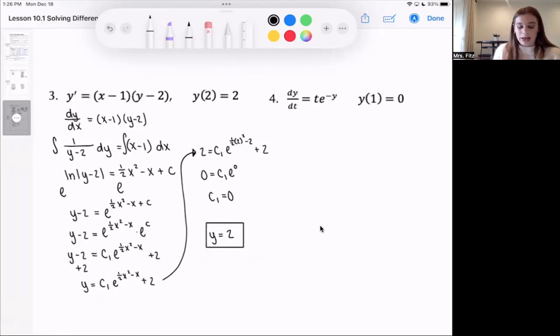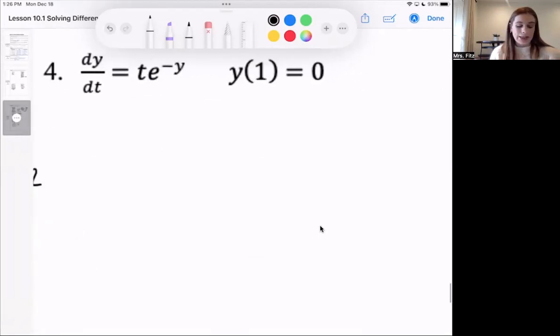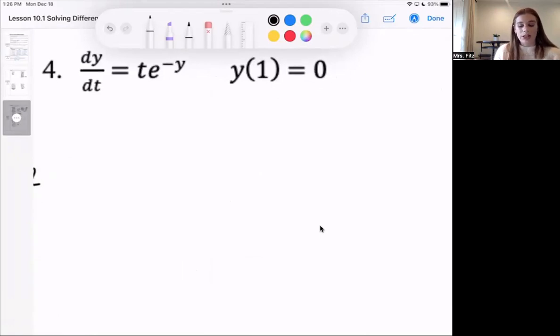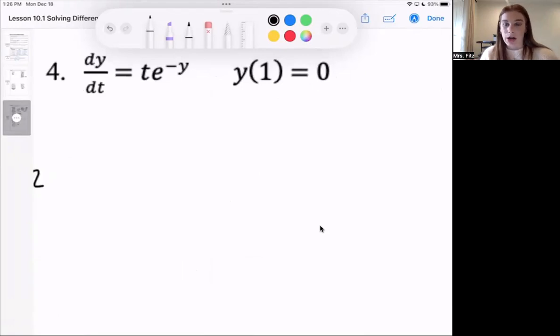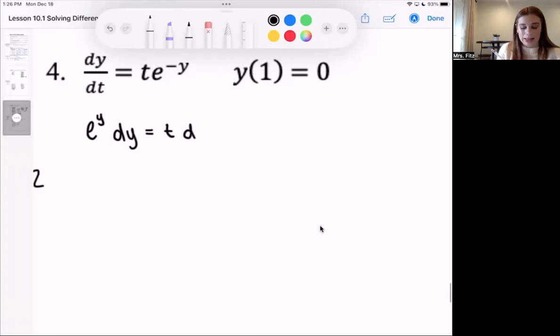Okay, let's take a look at number 4. We have dy dt is equal to t times e to the negative y. And we're given the initial condition that y of 1 is equal to 0. Okay, so first thing, we need to separate those variables. We can divide by e to the negative y, but keep in mind, 1 over e to the negative y is just e to the y. So it actually worked out fairly nicely for us. Or you can multiply by e to the y on both sides, right? Is equal to, now we multiply by dt, so we get t dt.